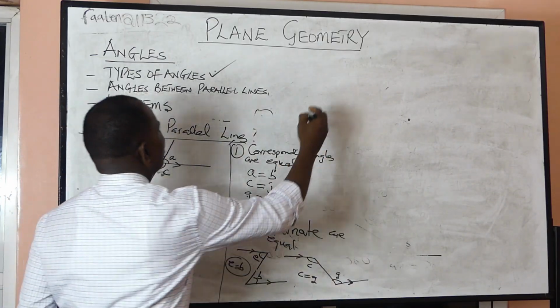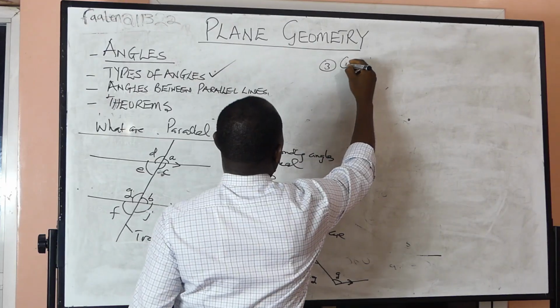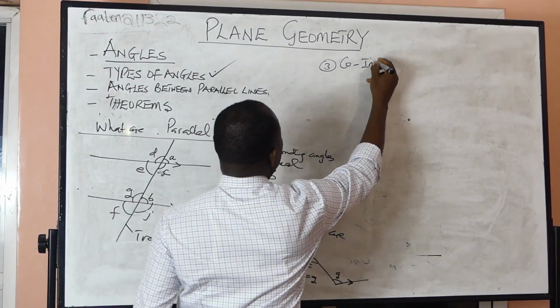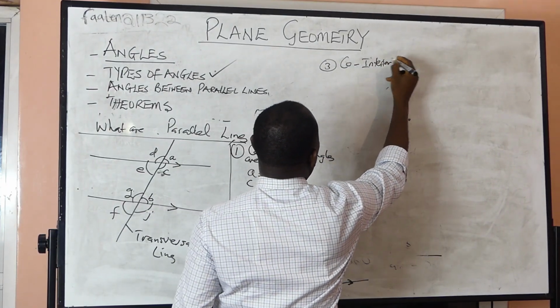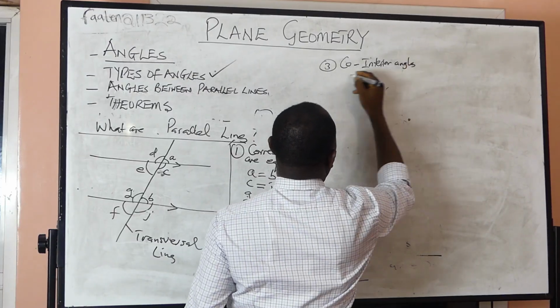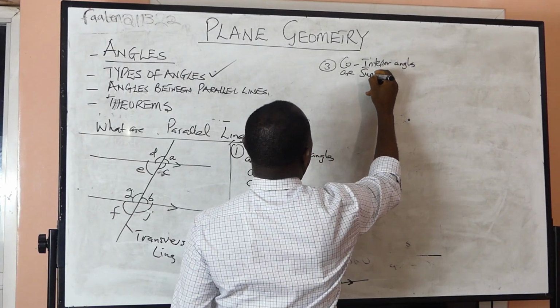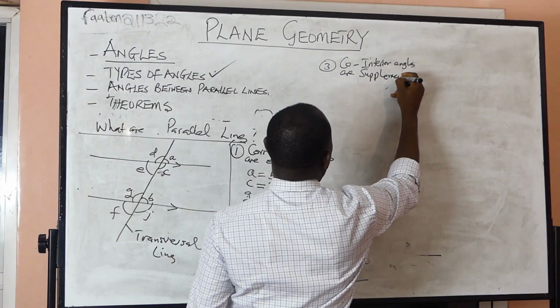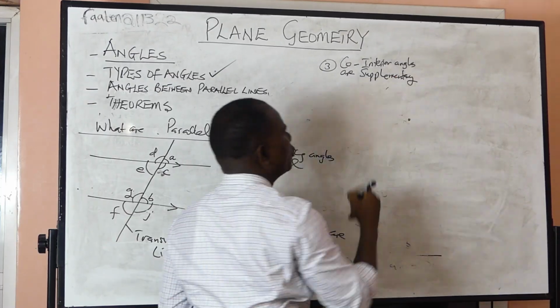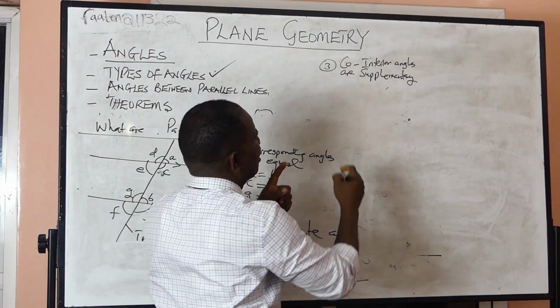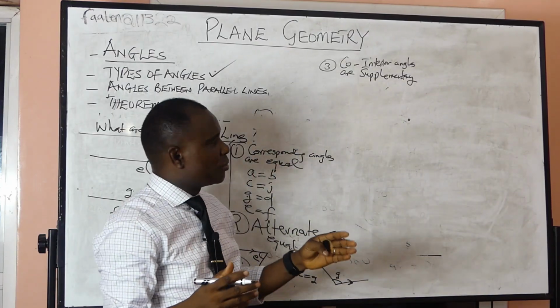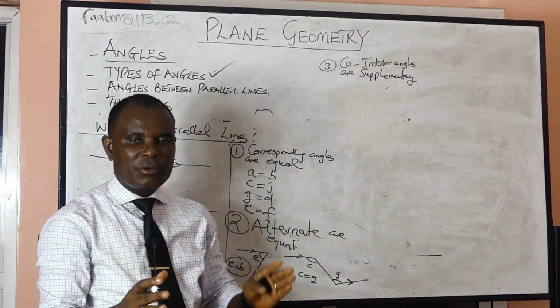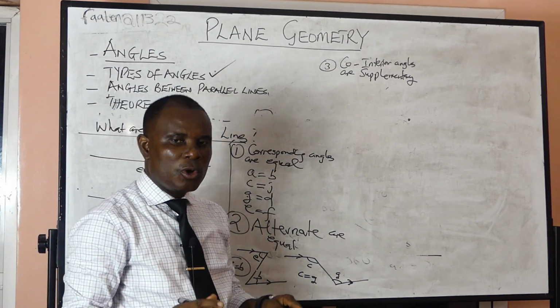Number three is co-interior angles are supplementary. Remember, you already know what a supplementary angle is. Supplementary angles add up to 180. So when I say co, it is the same. So angles in the same vicinity are going to add up to 180. That's the meaning of co-interior.